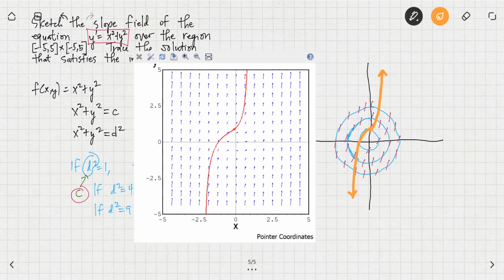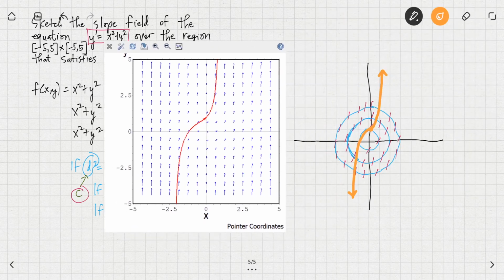Compare natin side by side. Yeah, it's actually close enough. Right? For a very bad and rough sketch, given na gumagamit ako ng pen tablet, as you can see, it's very close enough to the actual graph of the solution to the IVP.